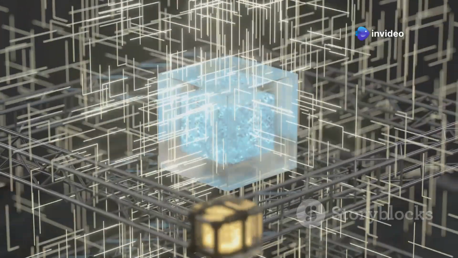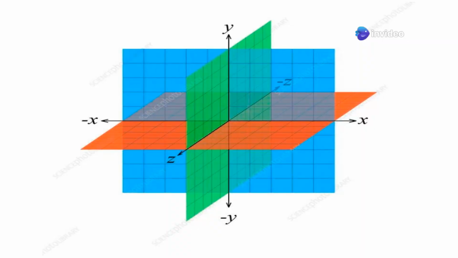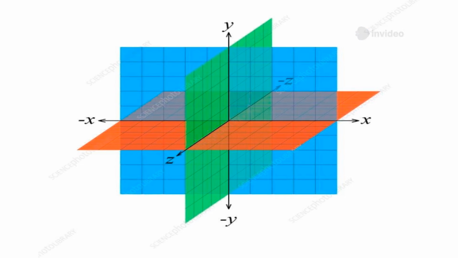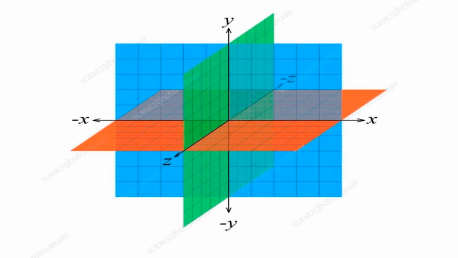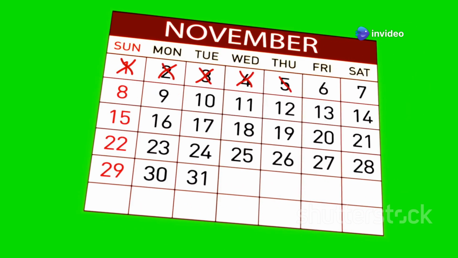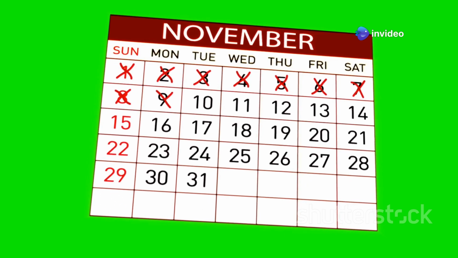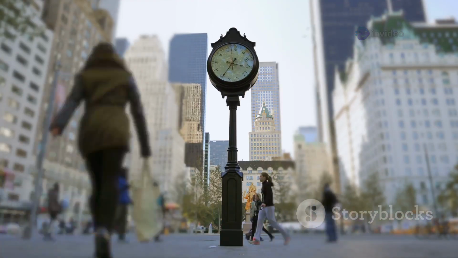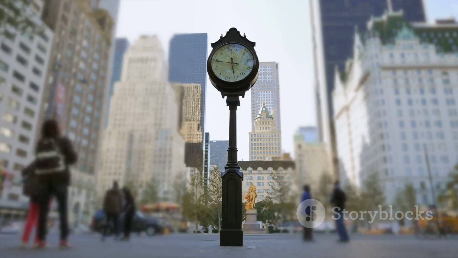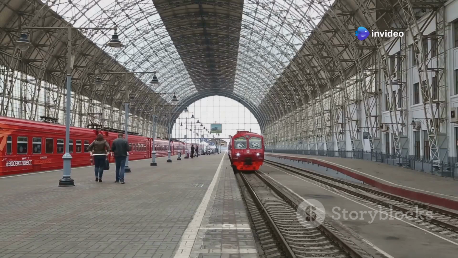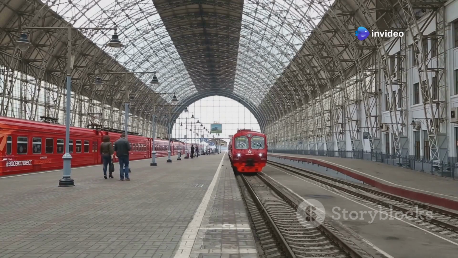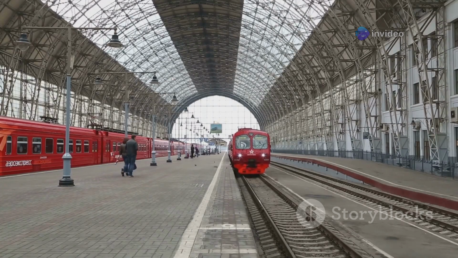So how does time function as a fourth dimension? In a three-dimensional world, you can describe an object with three coordinates, its position in space. But to fully describe an event, you need to add when it happens. That's where time comes in. It's the fourth coordinate that completes the picture. For example, think of a train arriving at a station. To meet it, you need to know not only the station's location in three-dimensional space, but also what time the train will arrive. Without time, the information is incomplete.